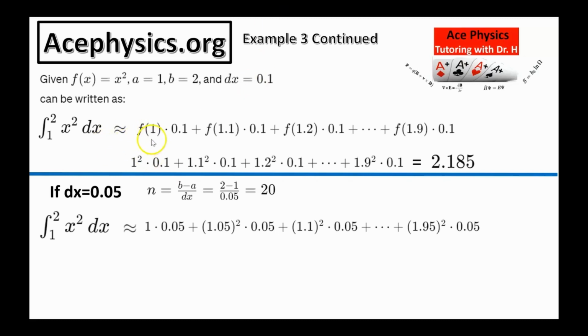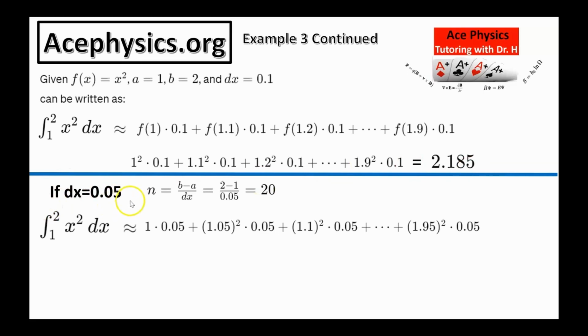The first term is f of 1 times 0.1. The second term is f of 1.1 times 0.1, plus f of 1.2 times 0.1, plus all the way up to f of 2 minus 0.1, which is f of 1.9 multiplied by 0.1. f of 1 is 1 squared, f of 1.1 is 1.1 squared, and so on. If you sum up all these numbers, the approximation you get for the 10-term sum is 2.185.